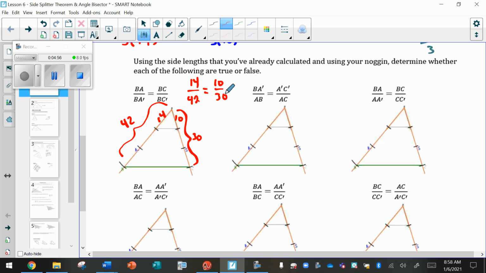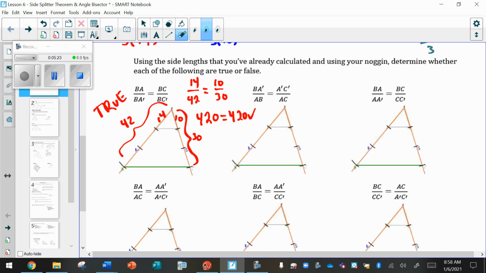Now, when you are testing a proportion to see if the two ratios are equal, you have 2 ways you can do it. You can go ahead and cross multiply. So if you had your calculator out, or if you used your phone, and you did 14 times 30, you would get 420. And then when you do 42 times 10, you get 420. If you cross multiply and it's the same number, then this is true. The other option, if you have your calculator with you, you can do 14 divided by 42, and that would reduce down to 1/3.